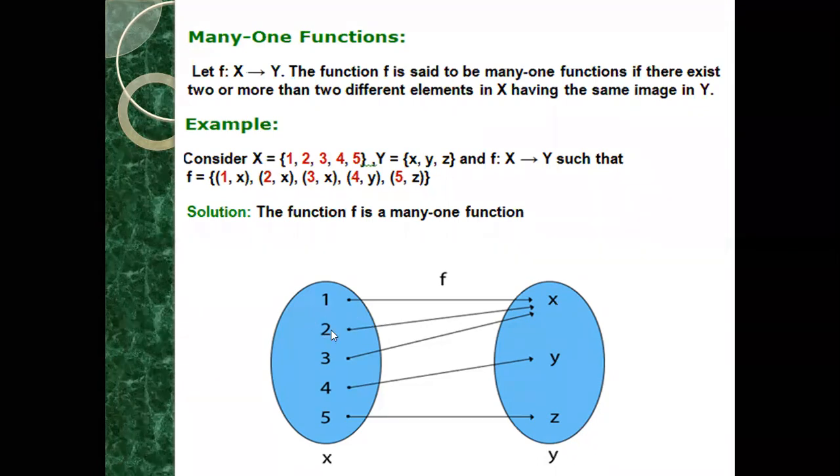So here in this example, the domain has elements 1, 2, 3, 4, 5 and the codomain has elements x, y, z. Different elements of the domain, 1, 2, 3, have the same image in the codomain, that is x. So this type of function is called a many to one function.